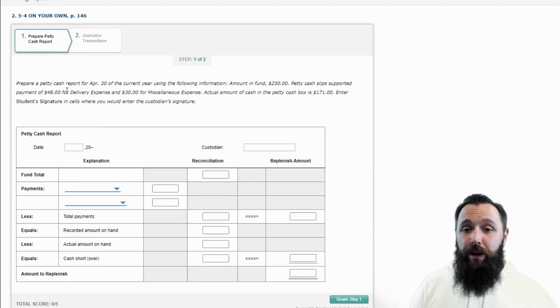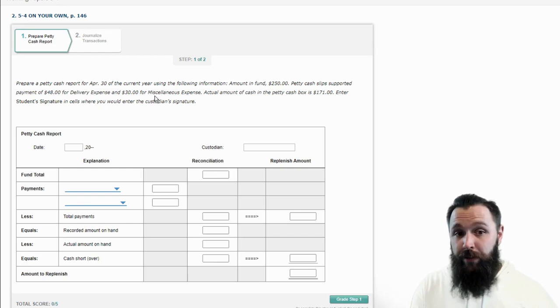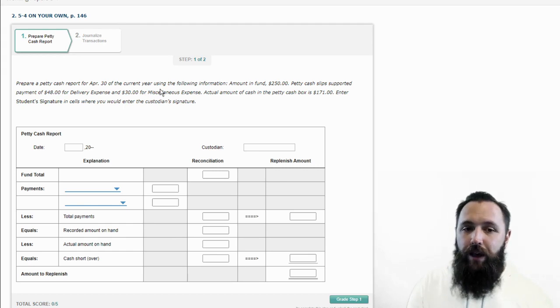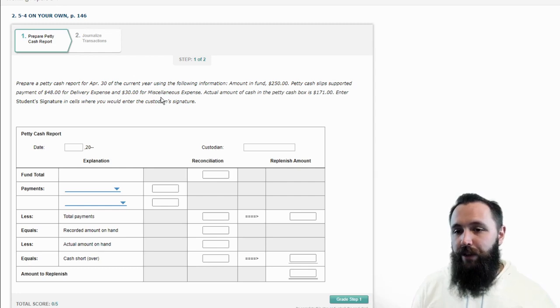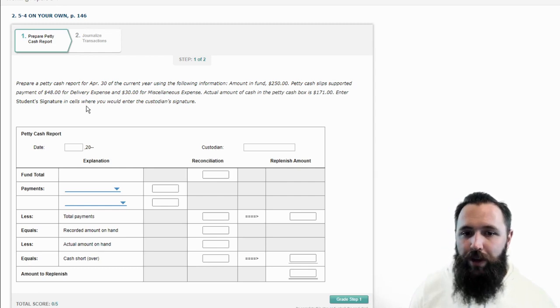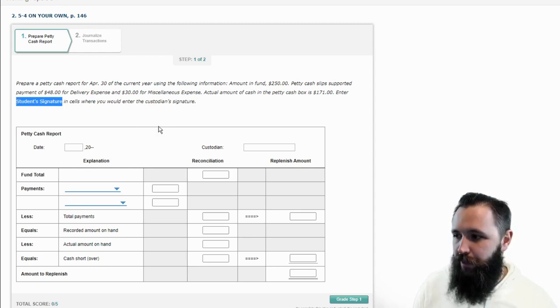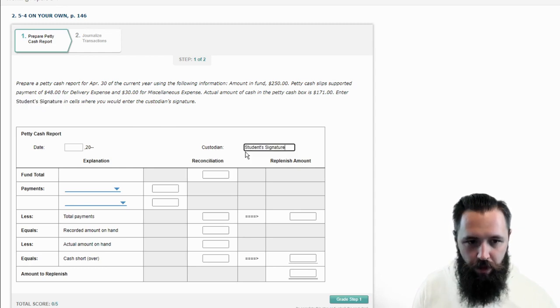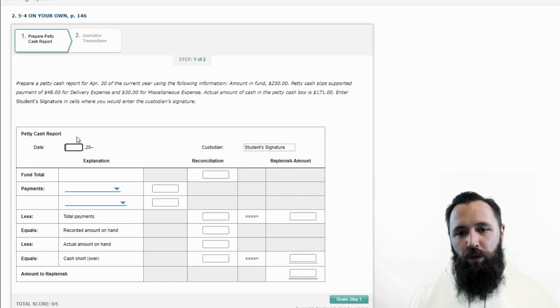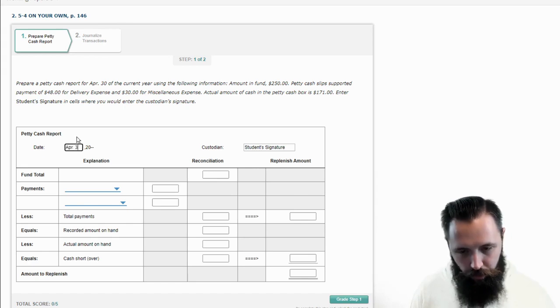So just prepare a petty cash report for April 30th of the current year using the following information. Amount in fund is $250. Petty cash slip supported payments of $48 for delivery expense, $30 for miscellaneous, and the actual amount of cash in the petty cash box is $171. Enter student signature in cells where you would enter the custodian's signature. Let me just copy student signature. I'll put that in there right now, and we'll also put in the date, which is April 30th, the end of the month.